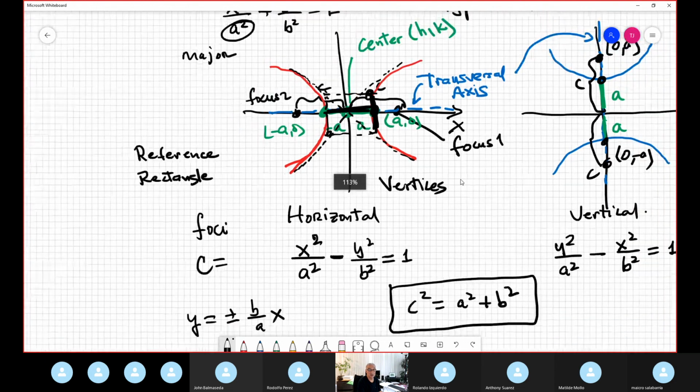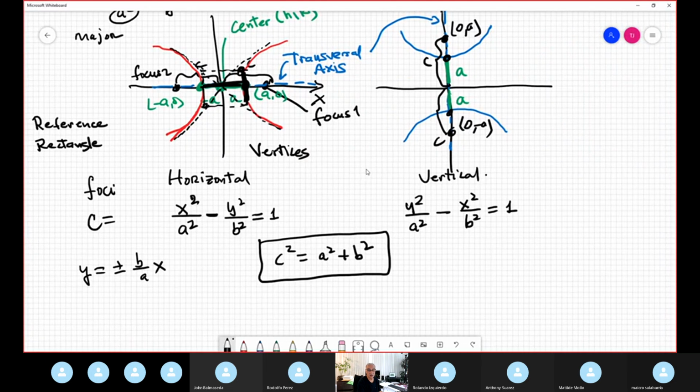What is the difference when it's vertical? The equation is a little bit different. It's Y equals plus or minus A over B times X. It's a reciprocal. This is the asymptote. And this is the A, and B is this segment, and B is this segment. And you get that, or this B and B. And you have the famous reference rectangle. So I promise the next class we'll practice the hyperbola in detail.